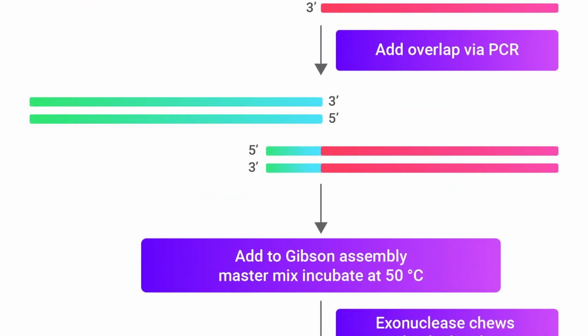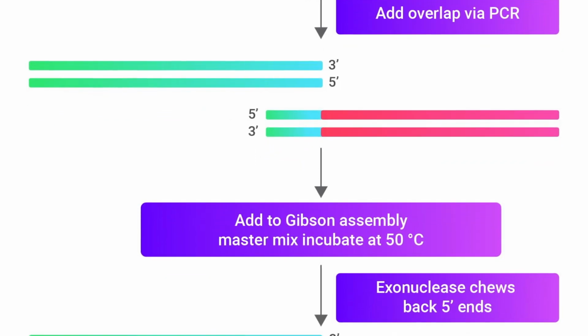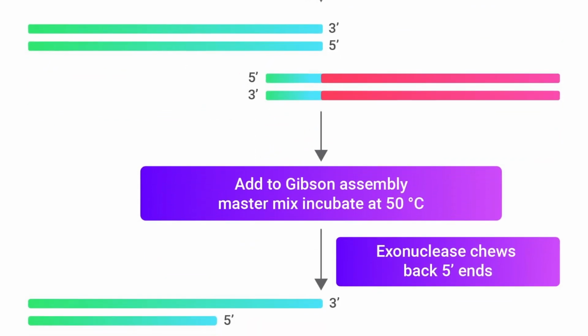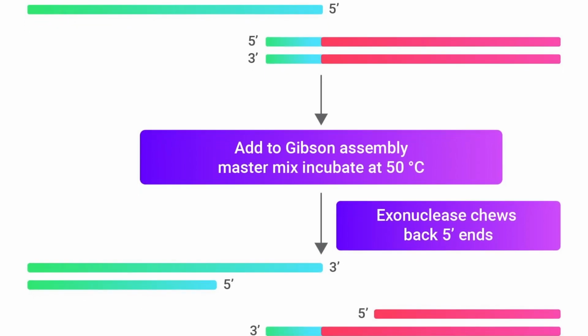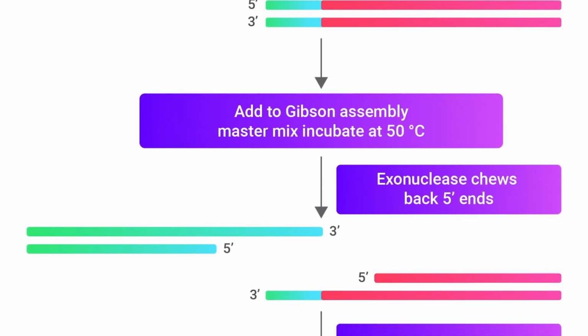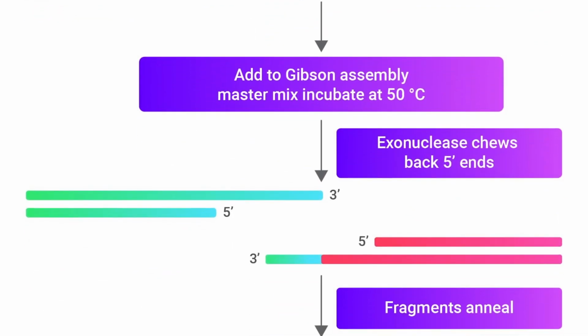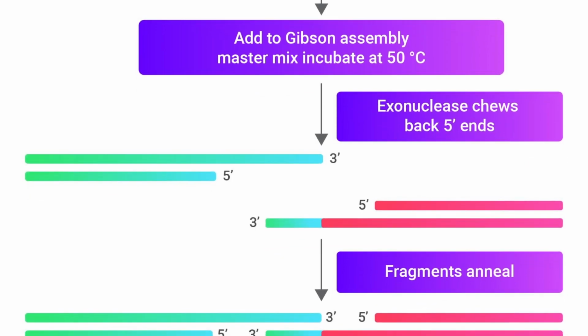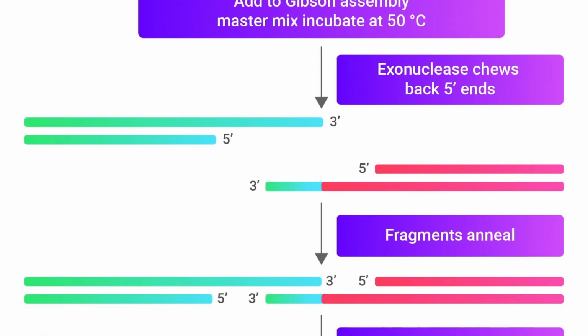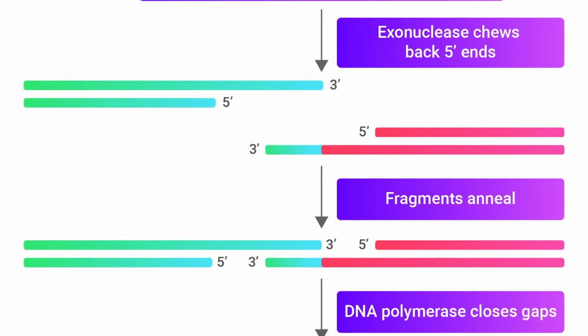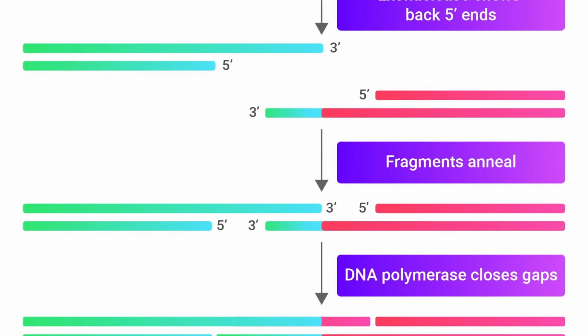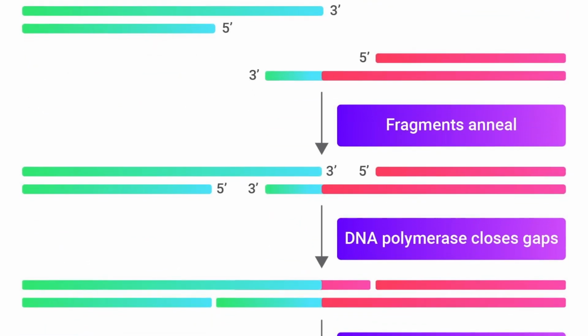Then, using PCR, linear fragments are created that have homologous ends. As we see here, the red insert now has a piece that's overlapping with the backbone. Next, the fragments are added to a Gibson assembly master mix that will chew back the 5' ends, allowing the fragments to overlap through complementary base pairing, as shown here.